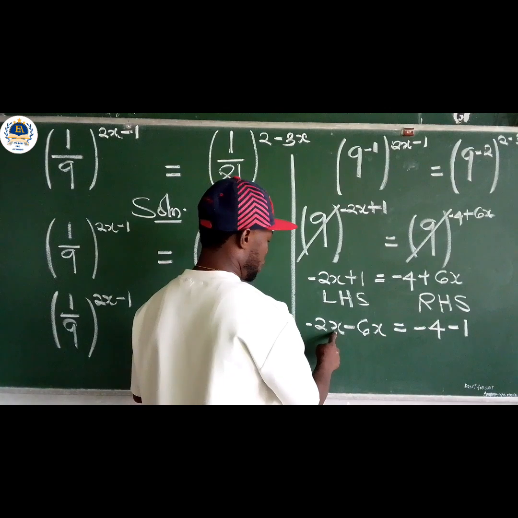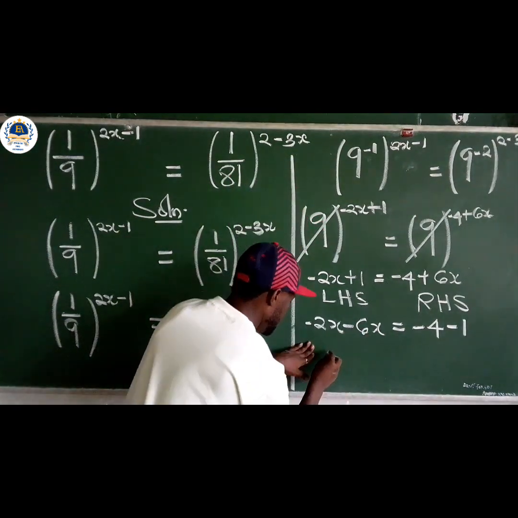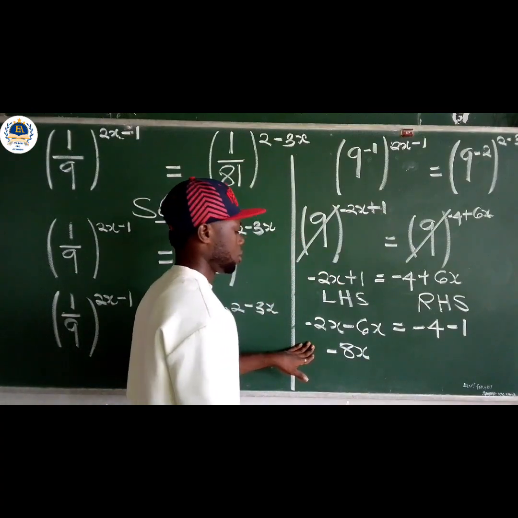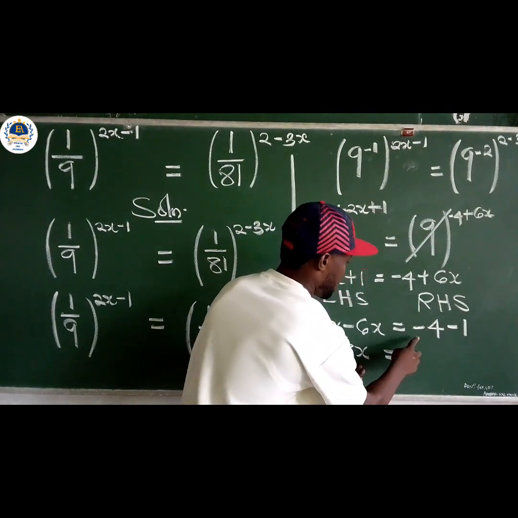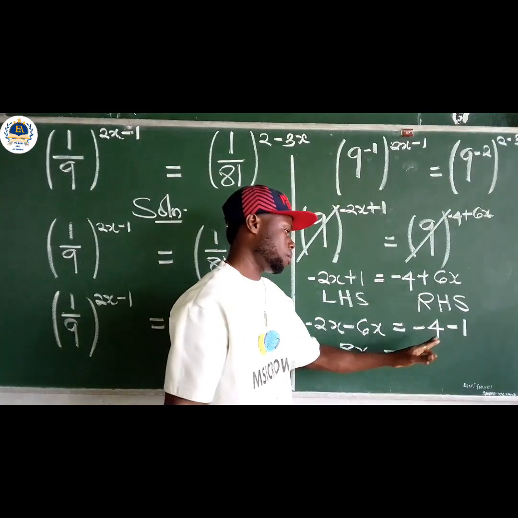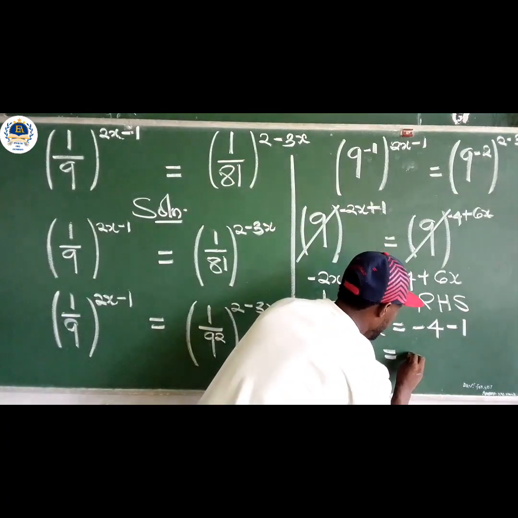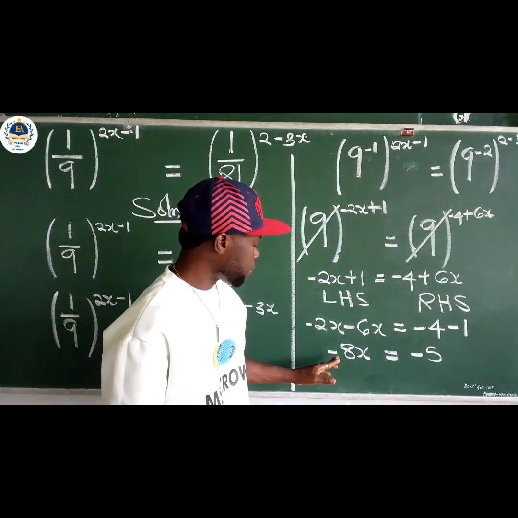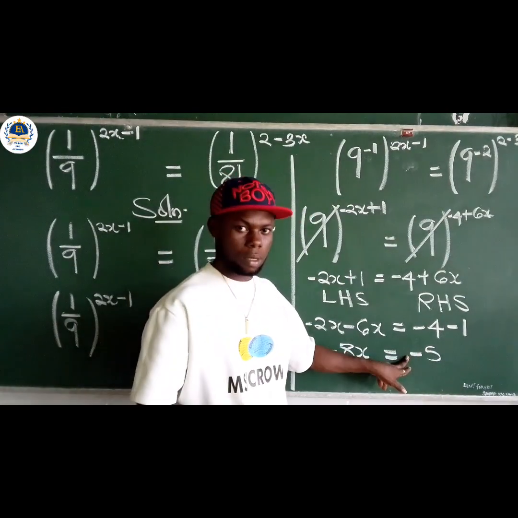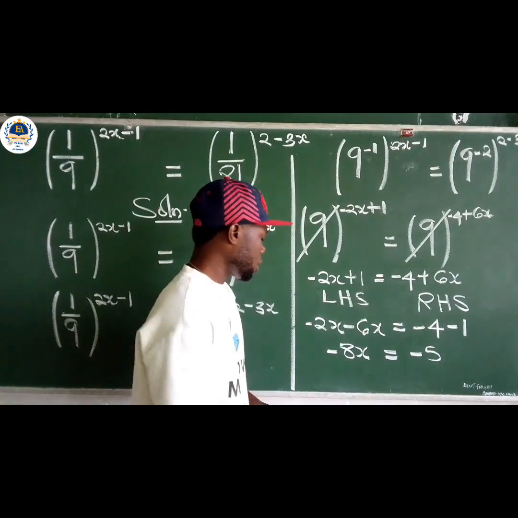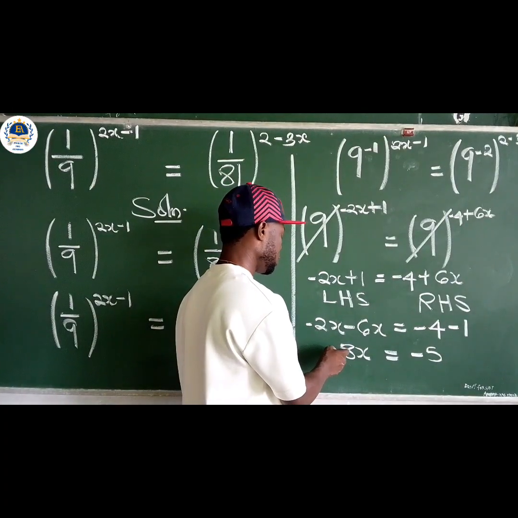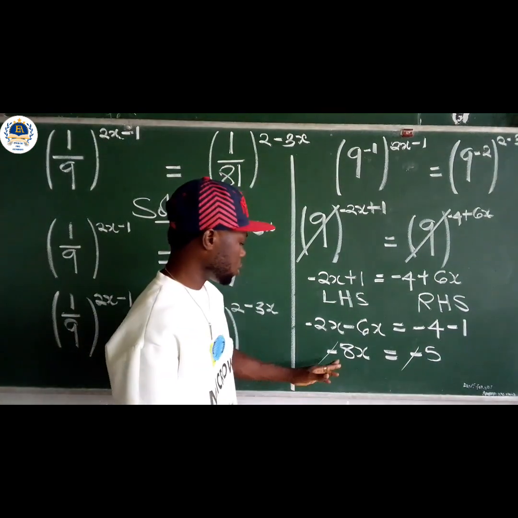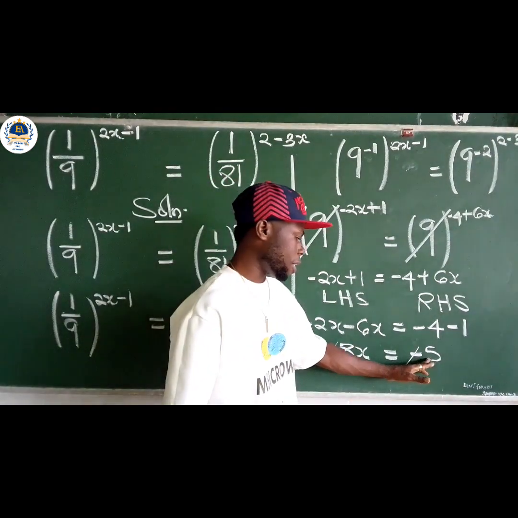Minus 2x minus 6x gives minus 8x, which is equal to minus 4 minus 1 gives minus 5. Because we have minus in both sides, we can take off the negative sign. This becomes nothing. So we are left with just 8x is equal to 5.